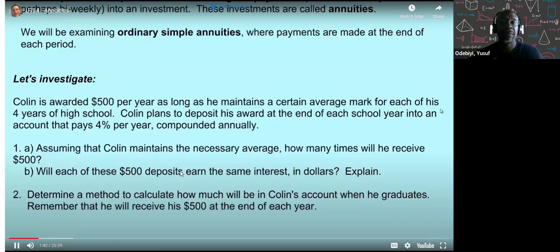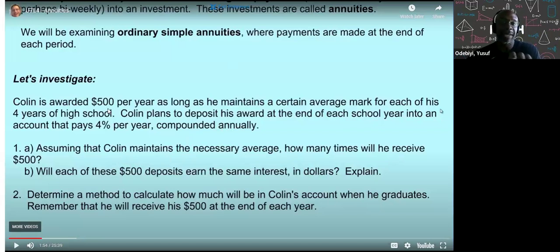Assuming that Colin maintains the necessary average, how many times will he receive this $500? And will each of these $500 deposits earn the same interest in dollars? So, how many times will he receive $500? It says here the answer should be 4, right?